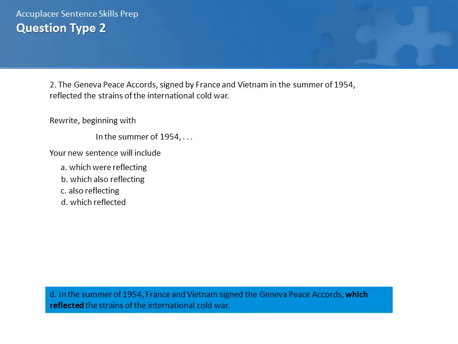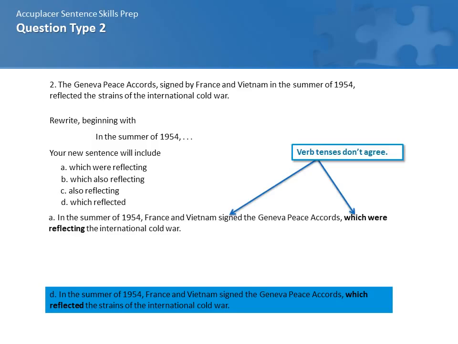We can imagine a sentence that might read like this. In the summer of 1954, France and Vietnam signed the Geneva Peace Accords, which reflected the strains of the international Cold War. If we chose option A, which we're reflecting, we'd have a problem with the verb tenses not agreeing. The sentence might read, in the summer of 1954, France and Vietnam signed the Geneva Peace Accords, which were reflecting. And that is problematic. We don't want signed in one form and which were reflecting in a different form.